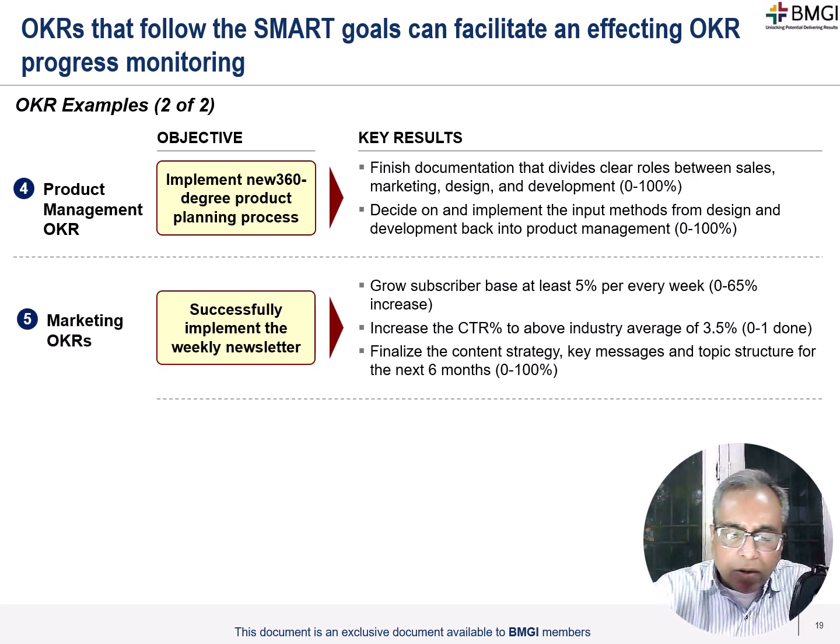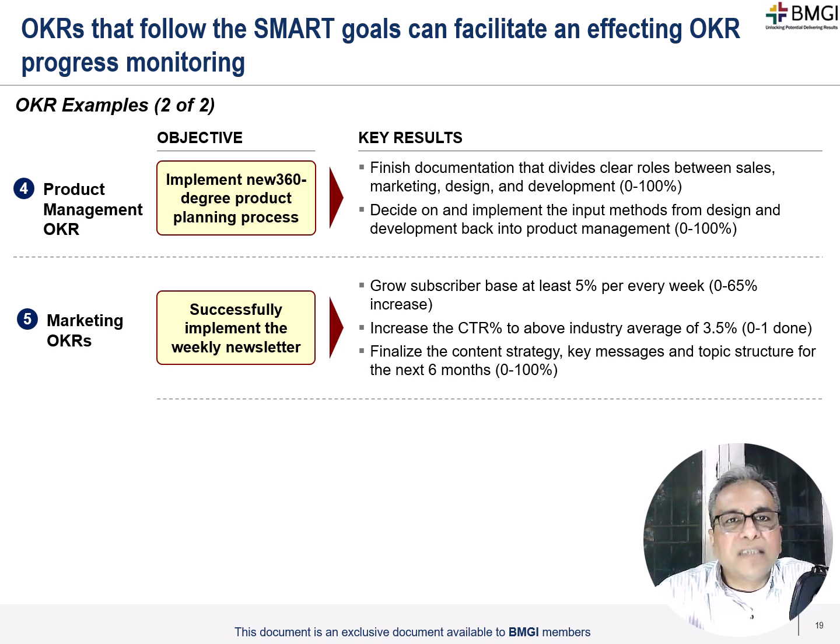Then we have marketing OKRs, implement a newsletter. Marketing, this is not sales. So we looked at sales. Okay, now we are looking at a subscriber base growth of at least 5% per week. We are looking at CTR percentage. We are looking at content strategy, key message, and topic structure for the next 6 months. So you finalize the content strategy, key messages, and topic structure. So this is an action, right? In order to do a content strategy, there could be a project plan for that. There could be activities, there could be review and cadence.